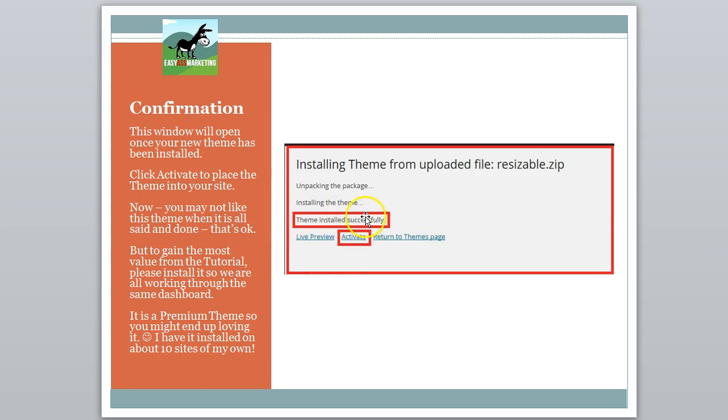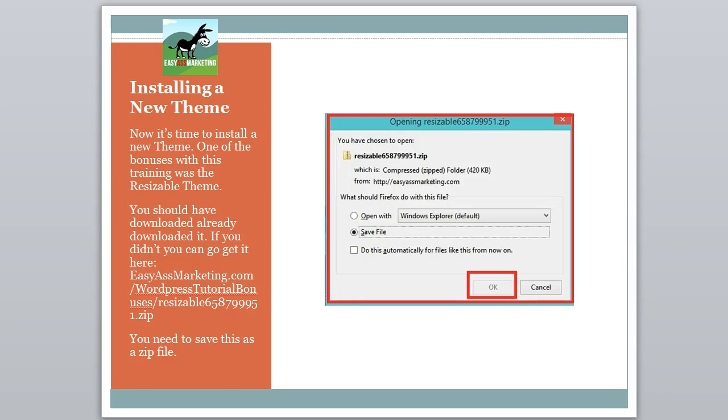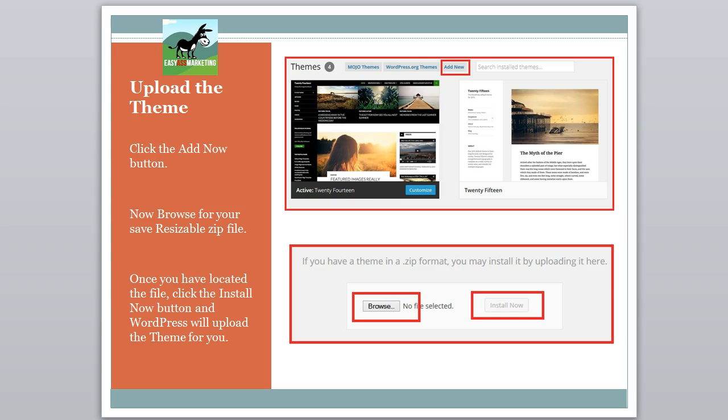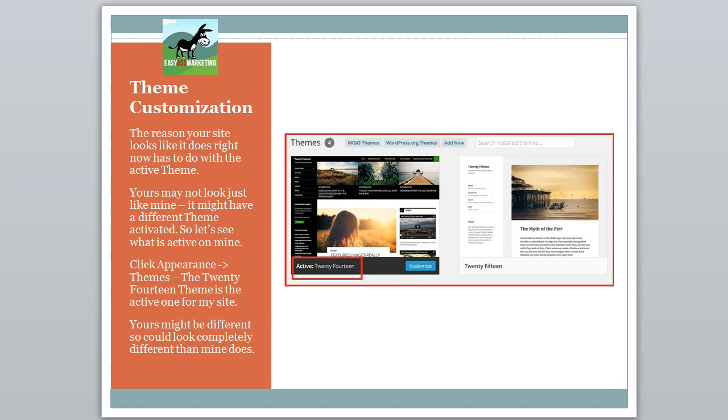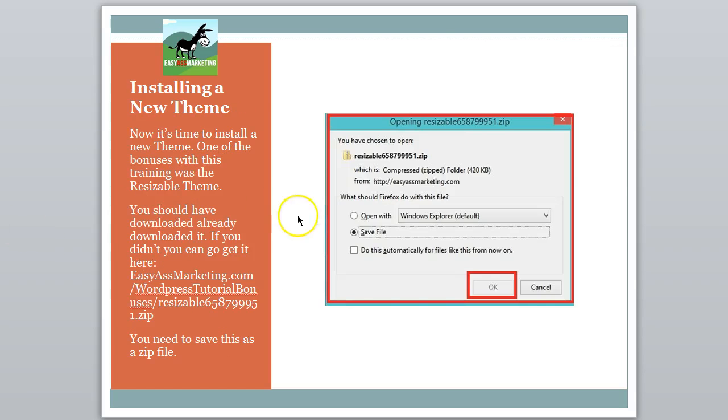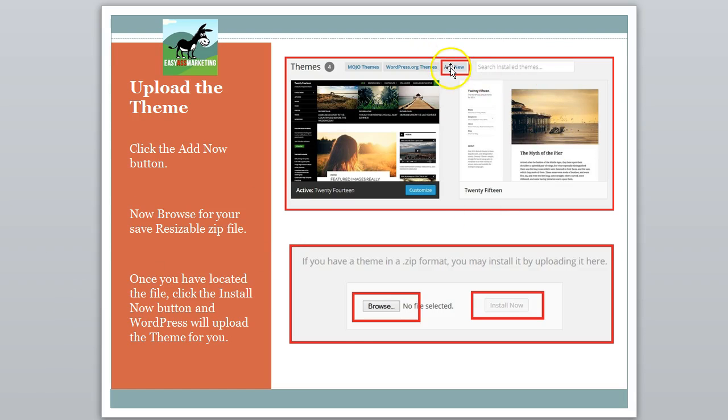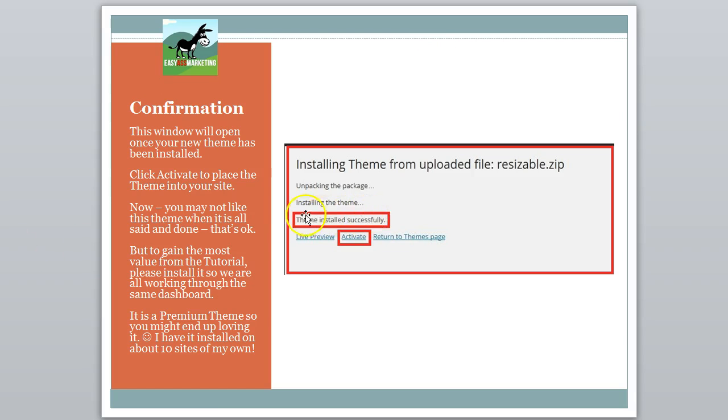If there's any issue, if it doesn't work, just go back to your dashboard and start again. Go back, right here where you pick the Add Now button, and just start all over again. Add Now, Browse, Install Now. Just do that, and you need to get this installed successfully bar so that you can move forward. Now click the Activate.